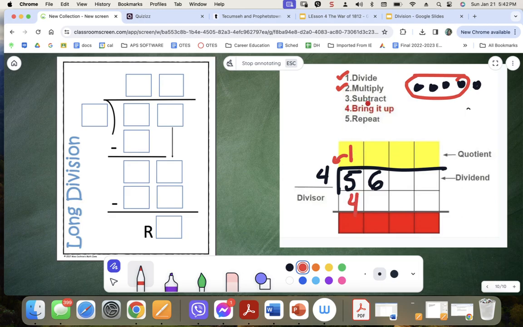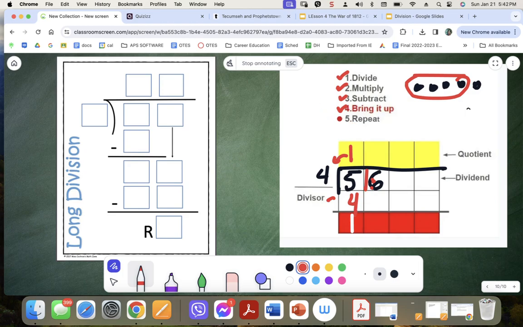And now the next step is we're going to subtract. Subtract what? 5 minus 4. Okay, there's the 5, you see we're going down. 5 minus 4 is 1. So we can go ahead and write 1 right here. Now the next step right here, it says bring it up. Okay, bring it up. So again, we're going to bring it up here and we're writing it before the 6. We're not writing it after, but before the 6. So the 1 goes here.